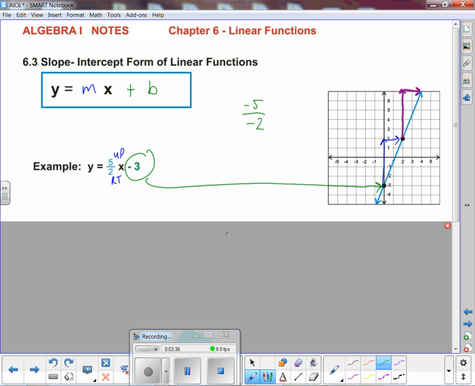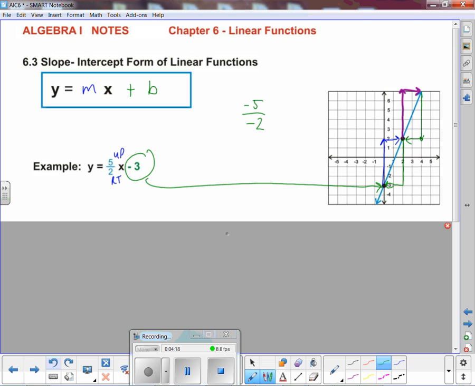I'm going to start at this point right up here, and I'm going to do negative 5 over negative 2. Negative 5 is down 5. 1, 2, 3, 4, 5. And negative 2 is left 2. Don't I hit the point on the line? I do. And I can do it again. Down 5, 1, 2, 3, 4, 5. And left 2. And sure enough, I hit the point. Because mathematically, a positive 5 over a positive 2 is the same as a negative 5 over negative 2. You can go either way with your slopes. You can do that. And there's a lot of value in that.